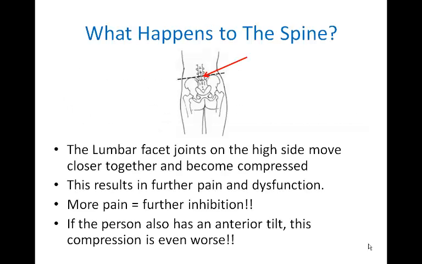At the lumbar spine, the facet joints on the high side become compressed as they move together. This can cause further pain and dysfunction. More pain equals more inhibition. The nerves that supply the glutes originate in this area, so the glute muscles can be inhibited. I often find people have a lot of sacroiliac pain when they have a lateral pelvic tilt. If a person's got an anterior pelvic tilt along with this, the compression on the high side is even worse and they suffer a lot of pain.